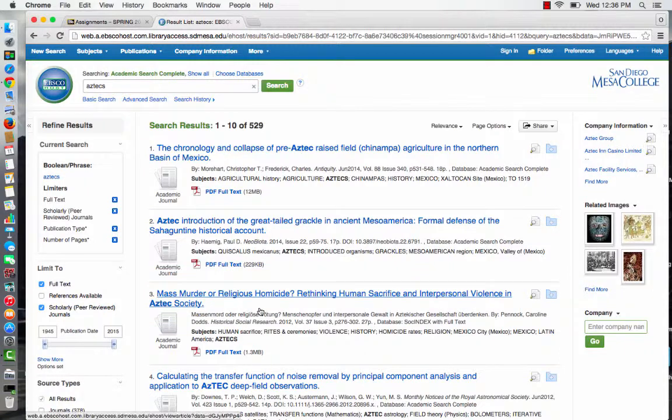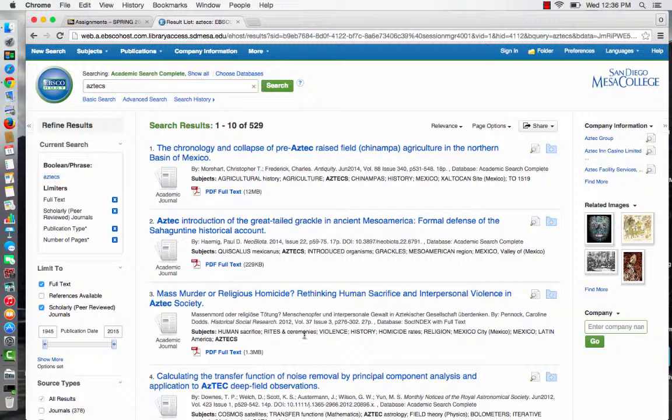Okay, this third one here. It's about mass murder or religious homicide, violence in Aztec society. But look at this. It looks like it's written in German, it seems. And look at the name of the journal. It's a journal called Historical Social Research. I wouldn't trust this, everybody, because the fact that it's got this listing right here in German, maybe this tells us that it might be written in German. But the key is that this is from a journal called Historical Social Research. So that might be something that we might want to avoid.